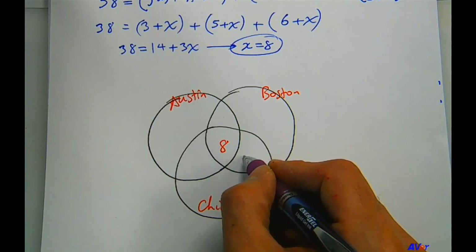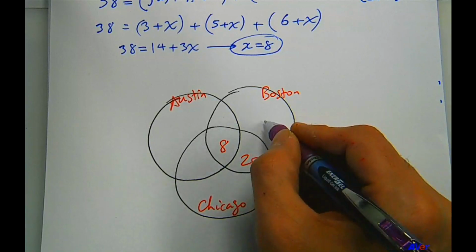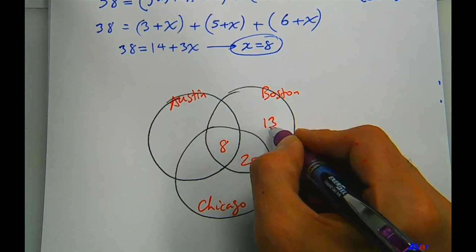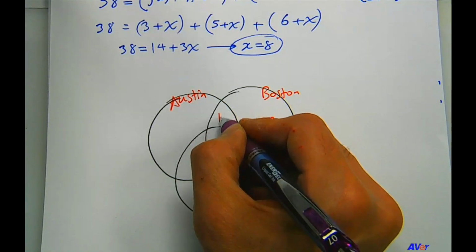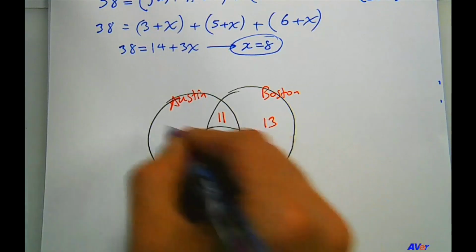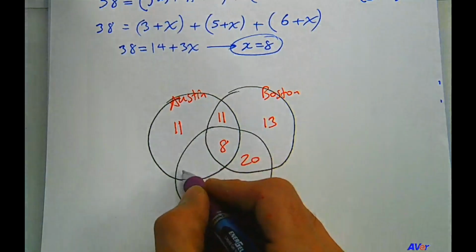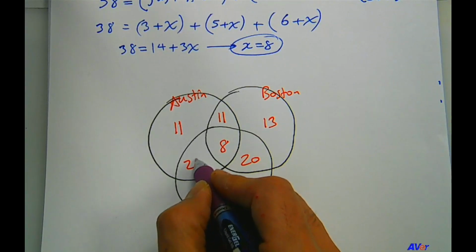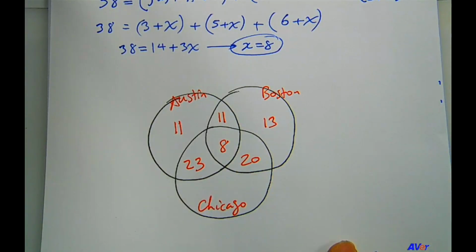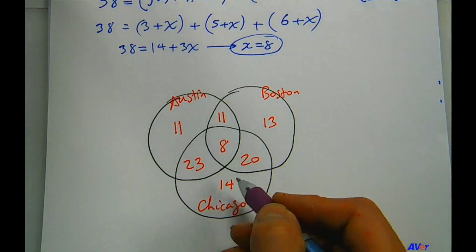This was 28 minus x, so this should be 20 now. This was 5 plus x, so it's 13. This was 19 minus x, so this should be 11. And this was 3 plus x, so that should be 11 again. And 31 minus x, it was here, so that's 23. 23 right there. And finally out here we had 6 plus x, so that should be 14.